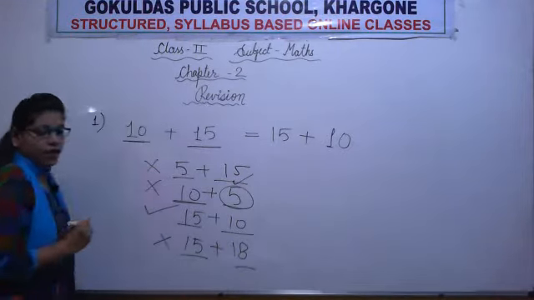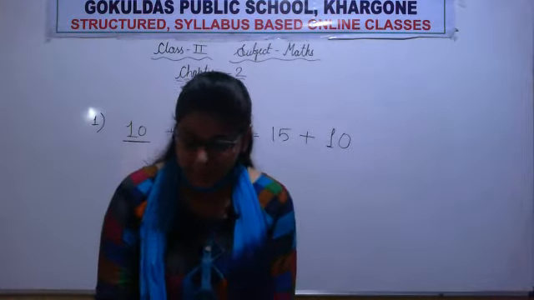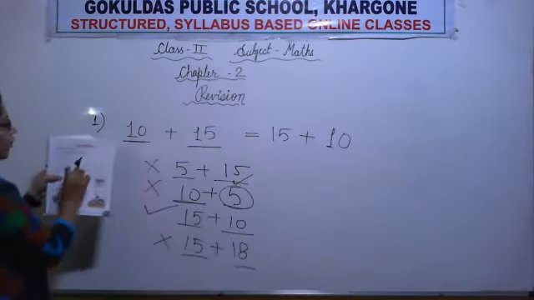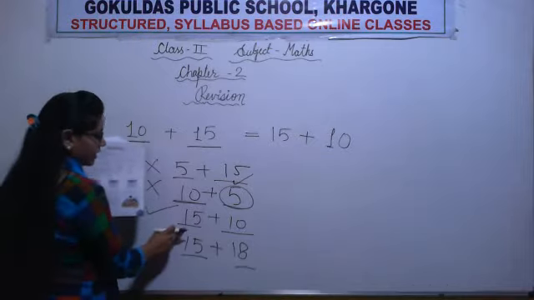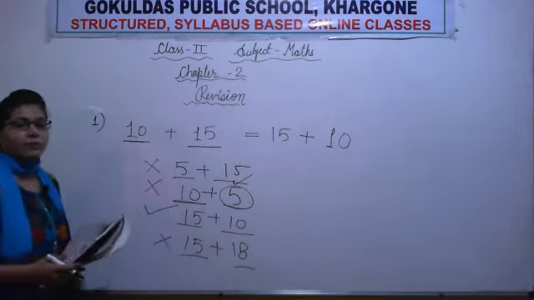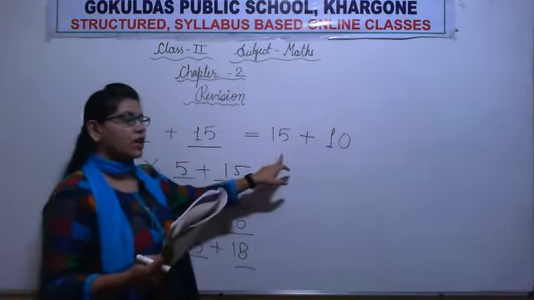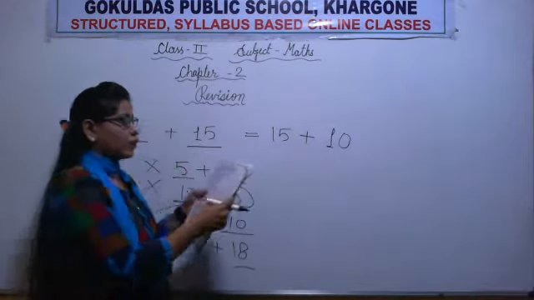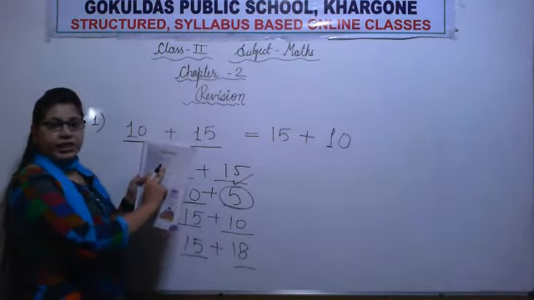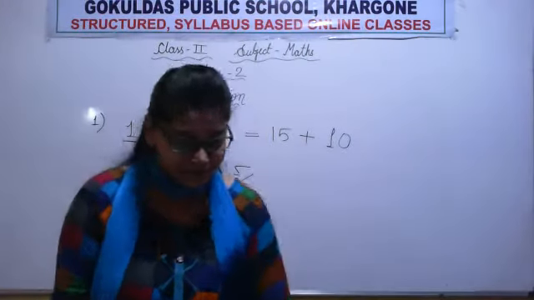So we will take option C. In your book, you will take option C, 15 plus 10. Our order property: 10 plus 15 is equal to 15 plus 10. So you will take option C in your book.